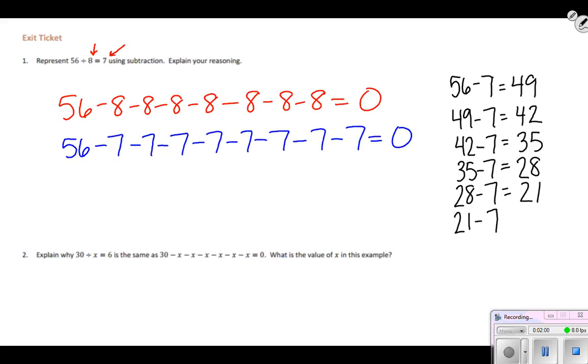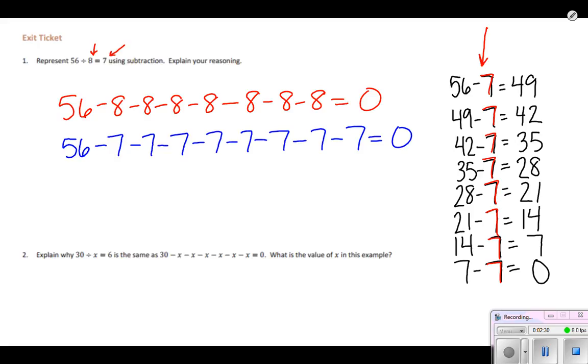21, subtracting 7, 14. 14 minus 7 gives me 7. And finally, I have a 7 minus 7, which zeroes me out. So I can see that this column here, containing my 7s, I have 1, 2, 3, 4, 5, 6, 7, 8 of them, totaling 56.